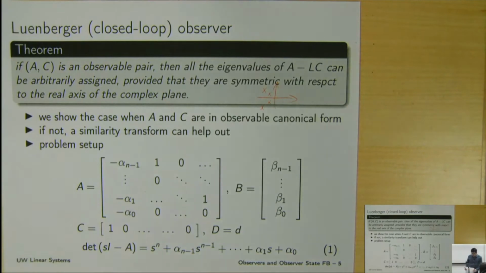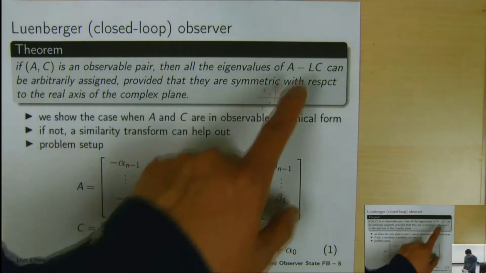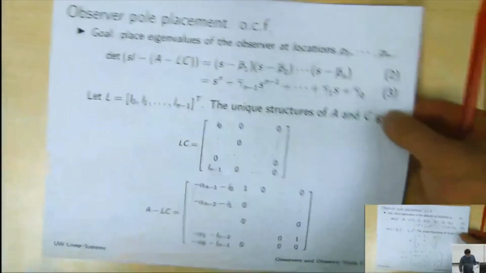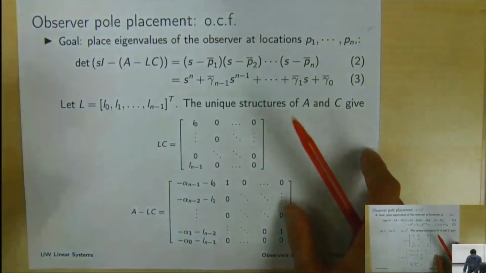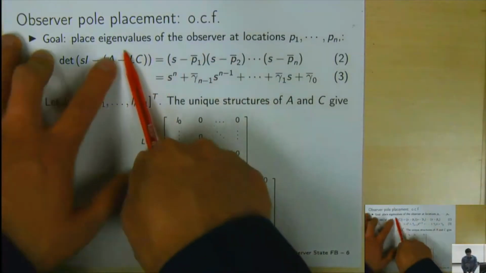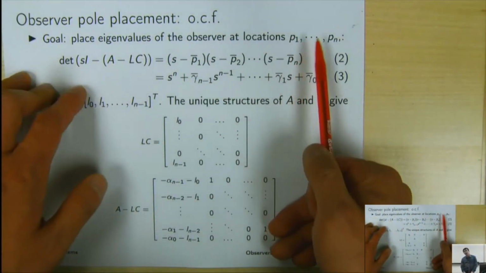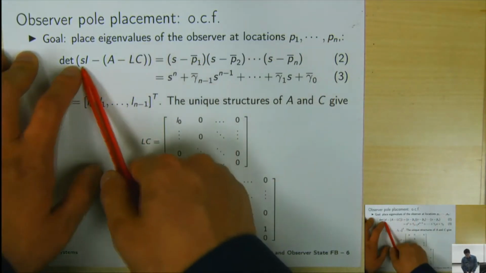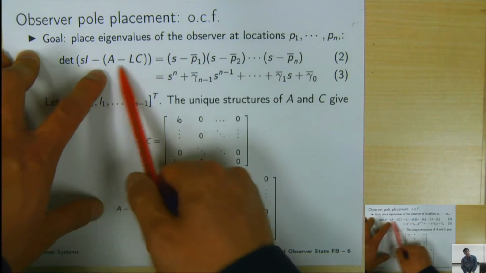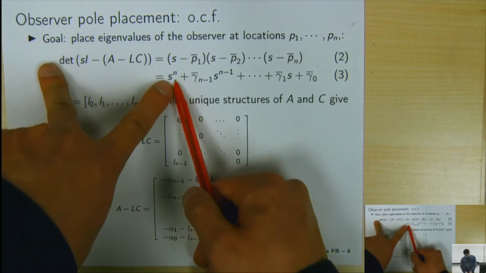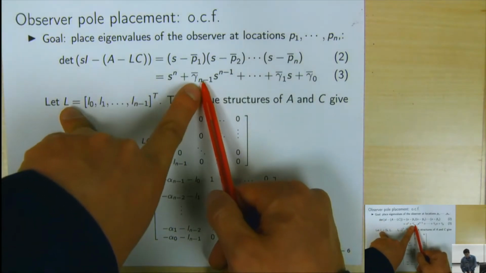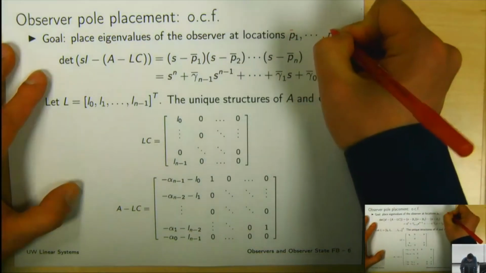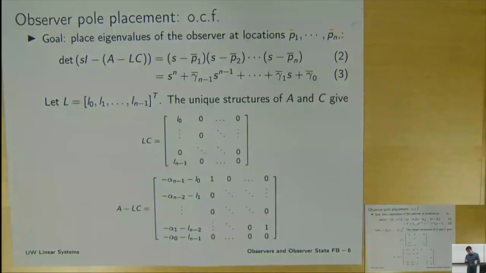All right, so what we want, keep in mind, is to be able to design L to place the eigenvalues of A minus LC, right? Let's say we want to place the eigenvalues somewhere at P1 to Pn. And we can write out this means that the determinant of sI minus A plus LC should be s^n plus gamma bar n minus 1 s^(n-1) and so on. Let's put bars on top of these to indicate that they are for the observer case.